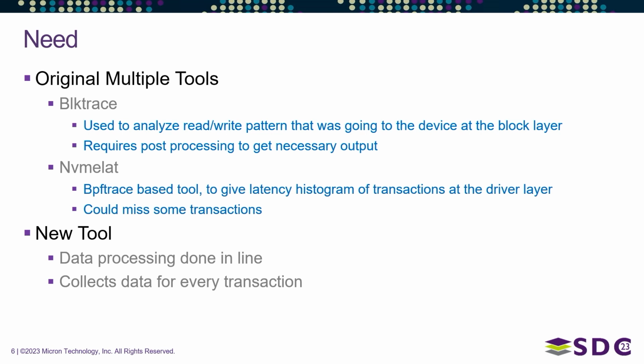With the new tool that we have, we do the data processing inline. So for every transaction, we collect the starting time, the stop time, latency, starting LBA, the length, and other stats like that. And this is for every single transaction. This gets output to a file in a normal CSV format that's pretty easy to look at and parse. They can get very big depending on how long your test is and how many IOPS you're performing over that test.